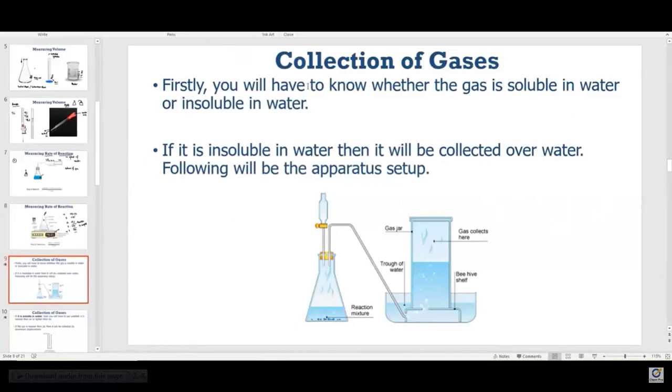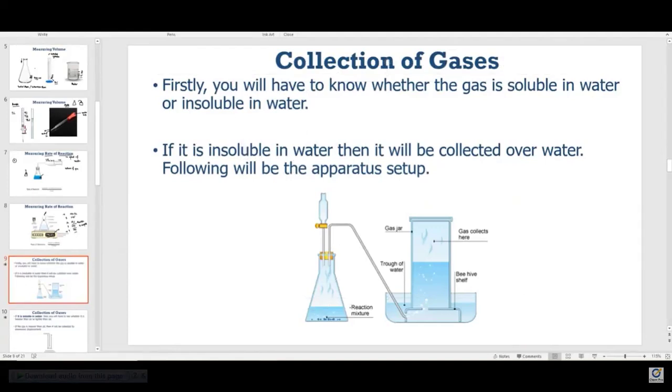Now we are going to understand how we collect gases. If you have a gas and you need to collect it, there are certain properties you're going to consider. First, you'll have to see whether the gas is soluble in water or insoluble in water. You will have that information while solving these questions. If the gas is insoluble in water, it will be collected over water.